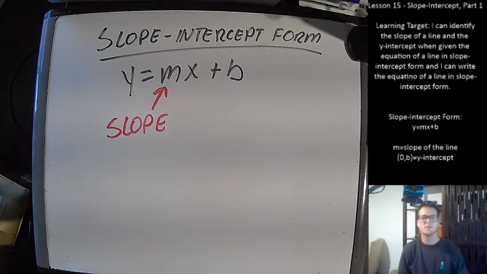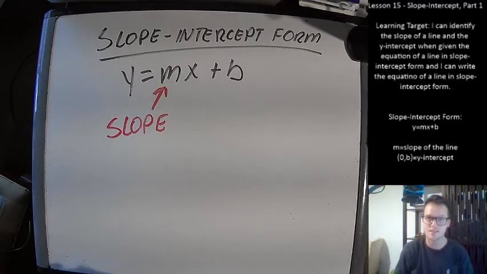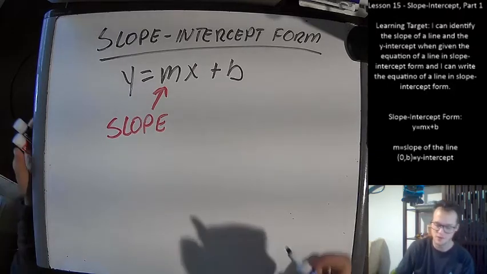M is always going to be the slope. Always, always, always. If you hear m equals blah, we're more than likely talking about slope. Now, the question always arises, why is m slope? Well, why don't we call it s? Good question, and I actually don't know the answer to it. But in the context of algebra and math in general, m almost always refers to slope.